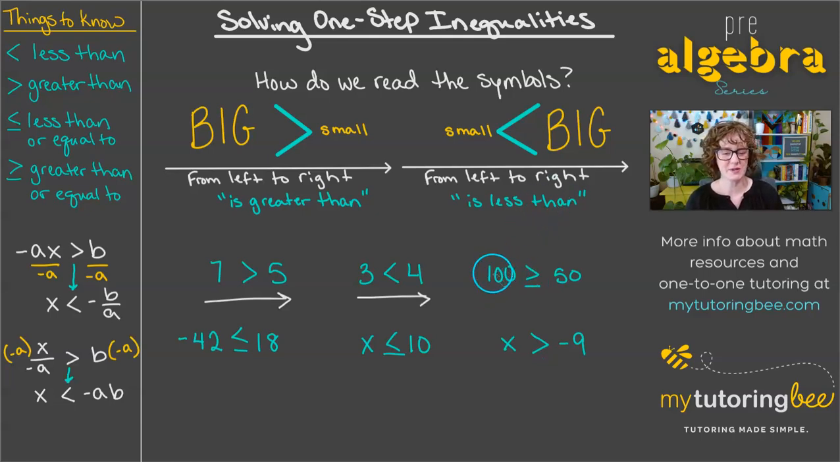All right, so for this one, we would read it as 100 is greater than or equal to 50. In this one, we would say negative 42 is less than or equal to 18. For this one, we would say x is less than or equal to 10. And for this last one, x is greater than negative 9.